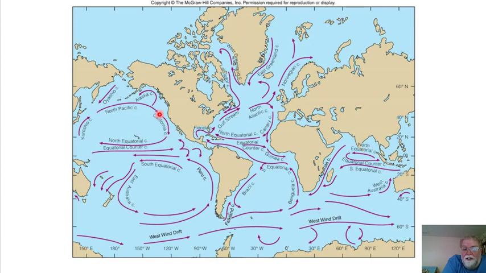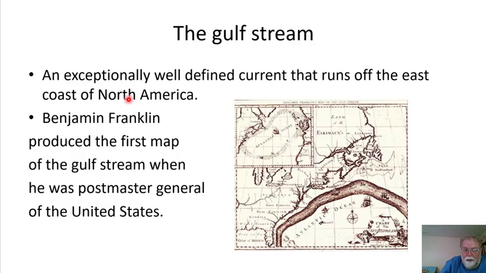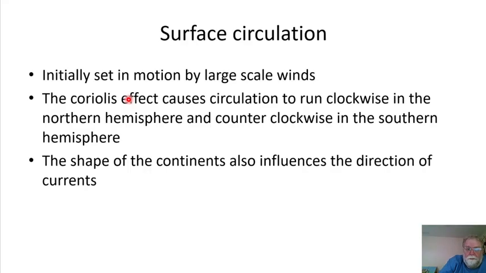But then also the Alaska Current here going up into the Gulf of Alaska and actually going counterclockwise in the northern hemisphere, because it's following the coastline. And so the placement of continents is a big deal too. So anyway, those three things: large-scale persistent wind, the Coriolis effect, and then the shape of the continents will go into determining where those currents are going to go.